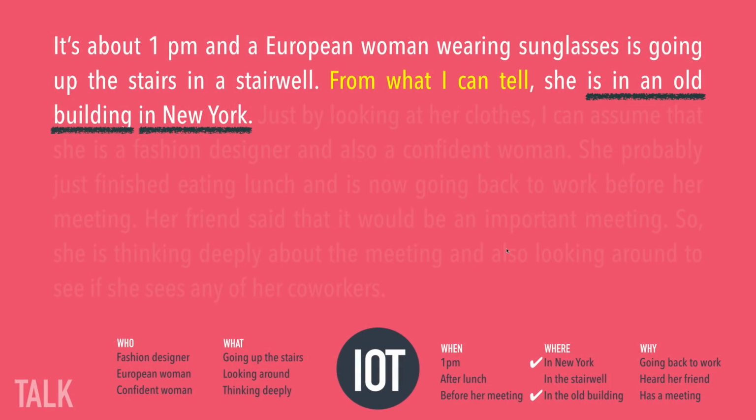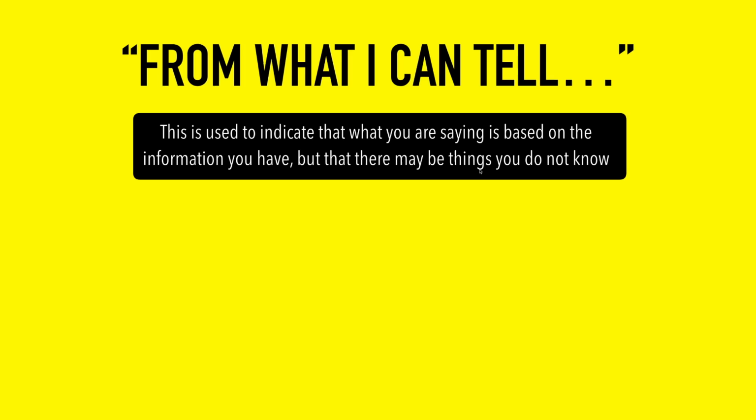Now, this is a pattern in English that we use often. So I want to explain it to you because I want you to sound like a native English speaker. So going back to my screen, from what I can tell. Now, this is used to indicate that what you are saying is based on the information you have, but that there may be things you do not know. Remember, I said that I was giving you my opinion. Looking at the picture, this is what I guessed.